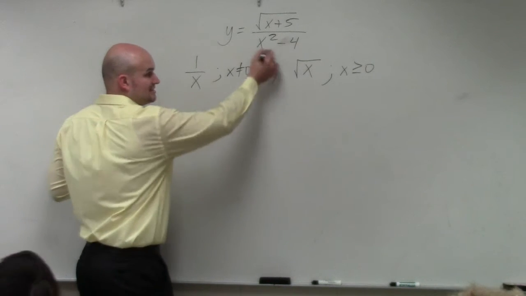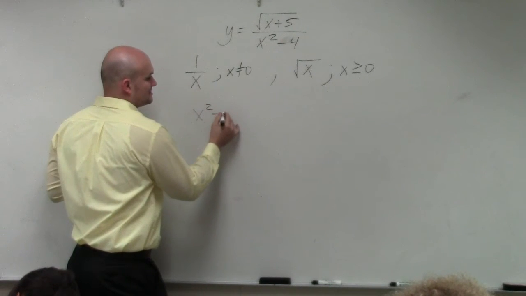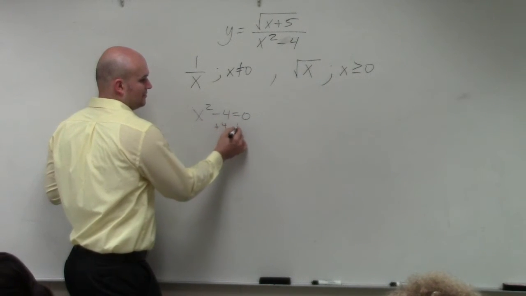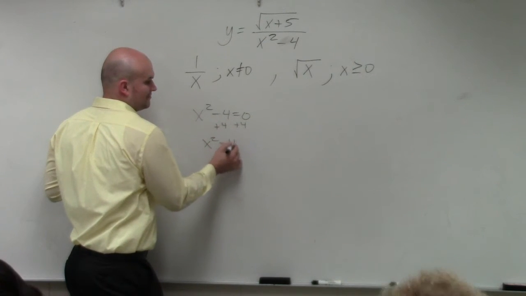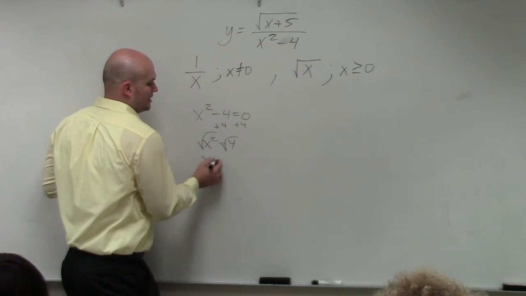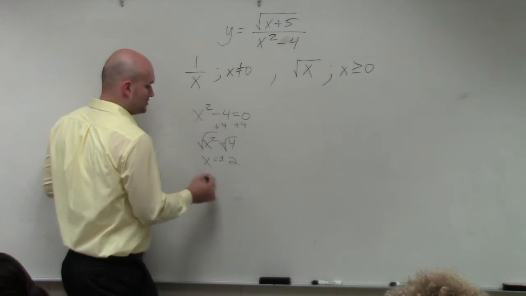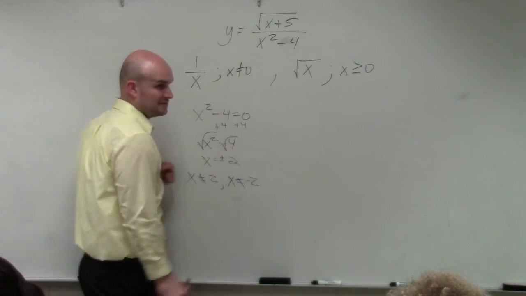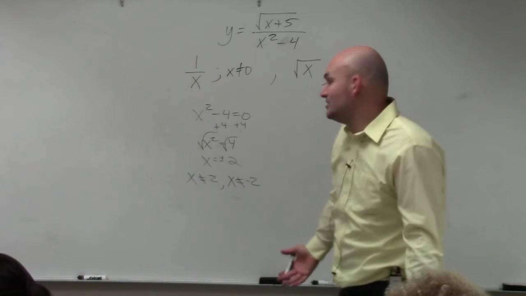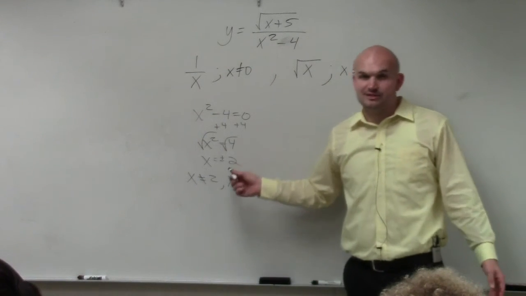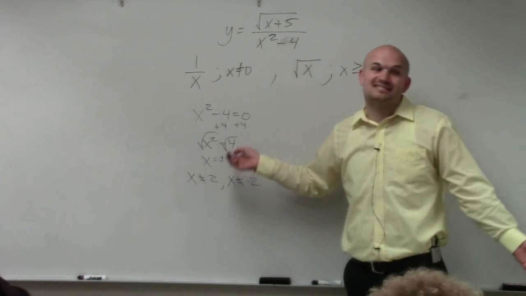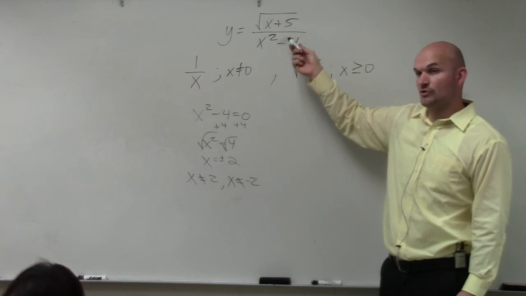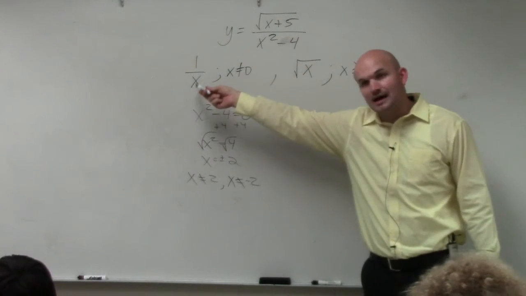So what you simply do is take your denominator and set it equal to 0. That's it. Add 4, x squared is equal to 4, square root, x equals plus or minus 2. So therefore, x cannot equal 2, and x cannot equal negative 2. So the value that this function is undefined for is plus or minus 2. Or we could also say x cannot equal 2, x cannot equal negative 2. Does that make sense? If you plug in 2 here, 2 squared is 4, 4 minus 4 is 0, and 0 cannot be in the denominator.